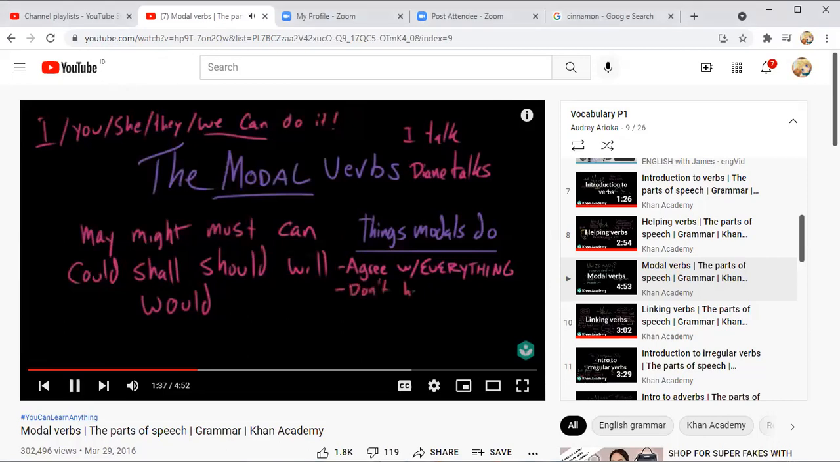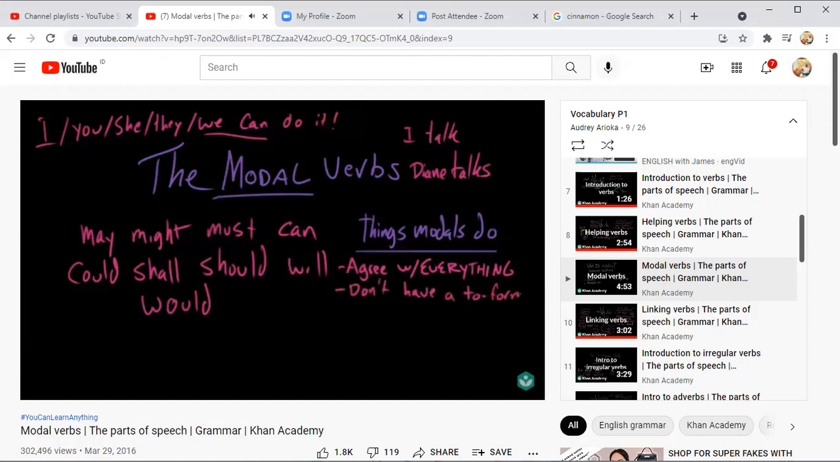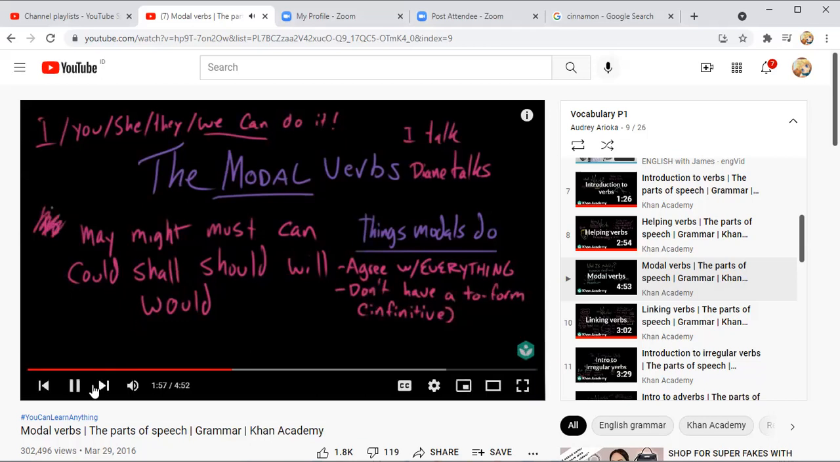Something else that modals do is actually something that they don't do. They don't have a to form. This is what we call the infinitive. So there's no such thing as to may or to could. That just doesn't exist. So modals don't have infinitives. You can't say, I want to should. That is an illegal operation in English. Ungrammatical. Doesn't matter what version of English you speak. Across all varieties of English, you cannot to should.